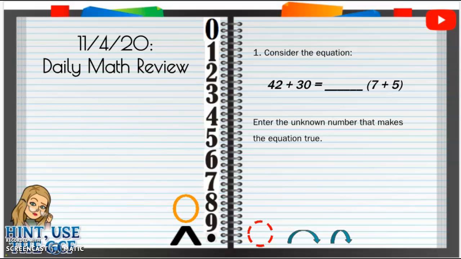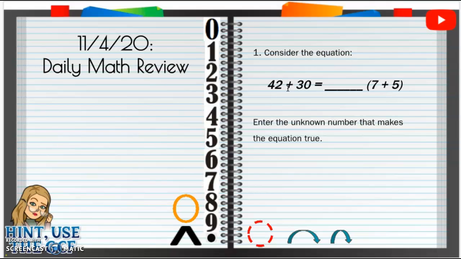Number 1, consider the equation. 42 plus 30 equals something times the quantity of 7 plus 5. It says enter the unknown number that makes the equation true. So how are we going to go about this?